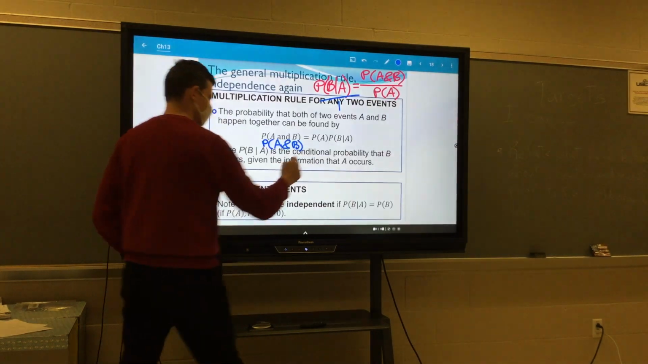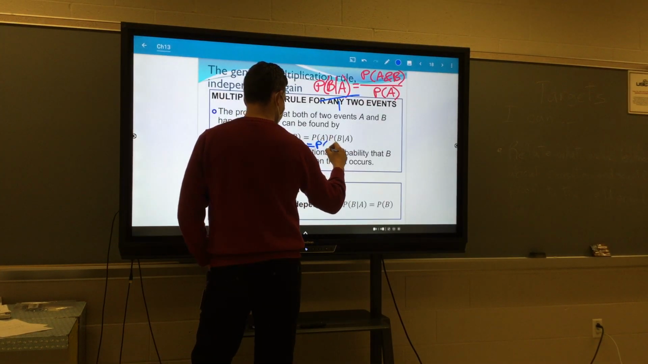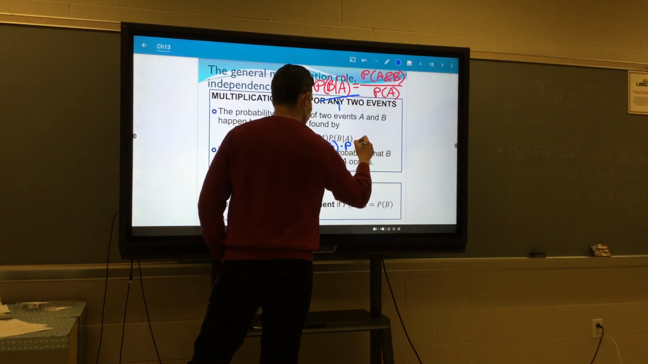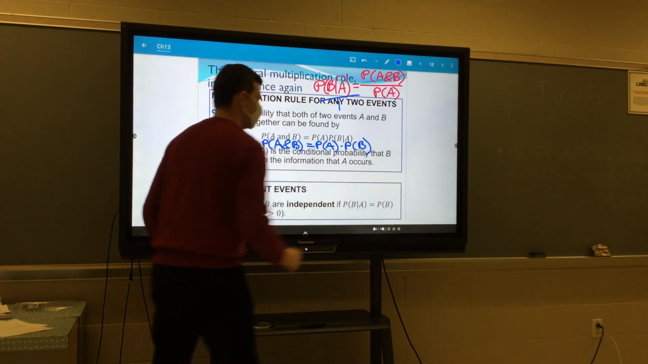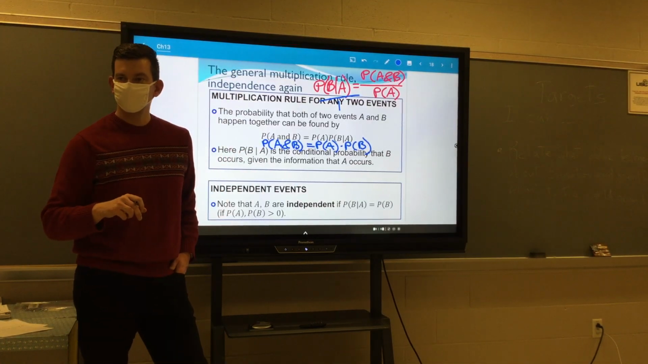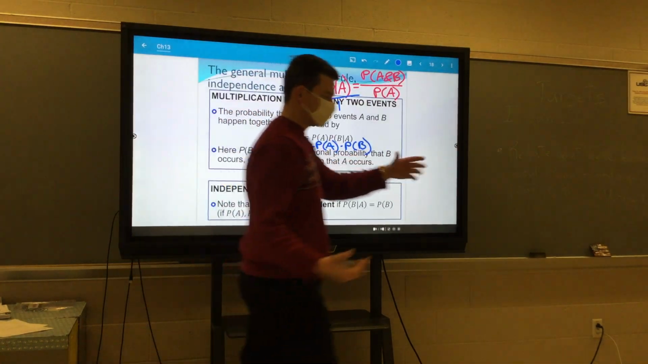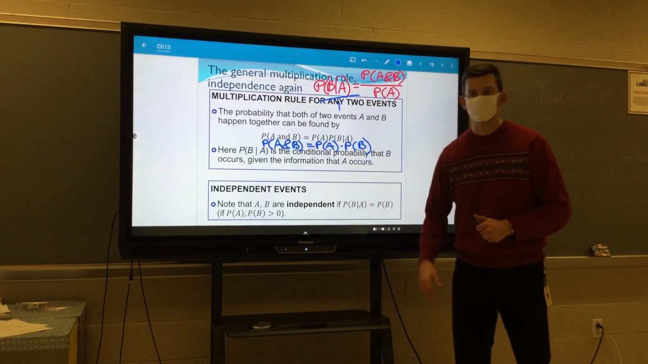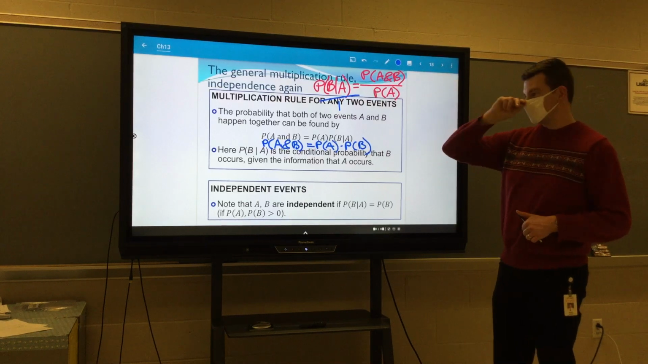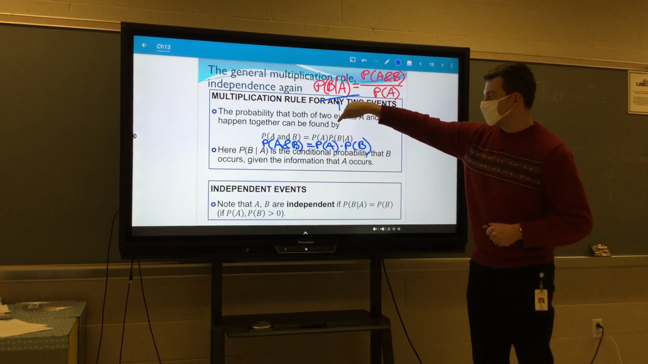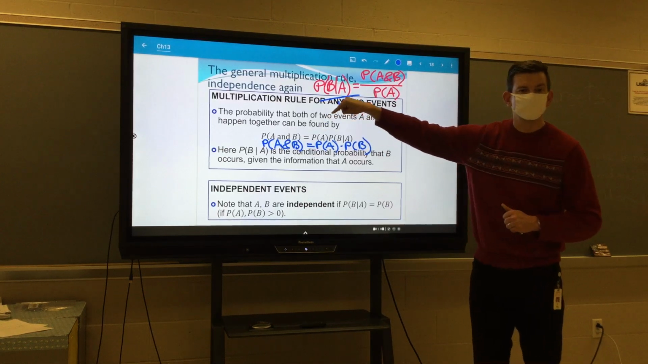Probability of A and B is equal to the probability of A times the probability of B. They are so very close to each other. If they're independent, you can just blindly multiply the two things together, and there's your probability of both happening. But if they're not independent, they are conditional, and whatever that second one is depends on what happened in the first case.